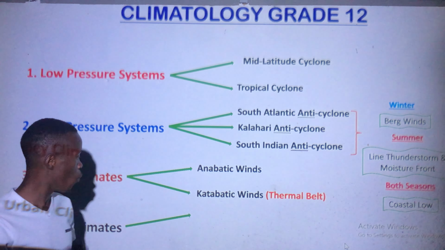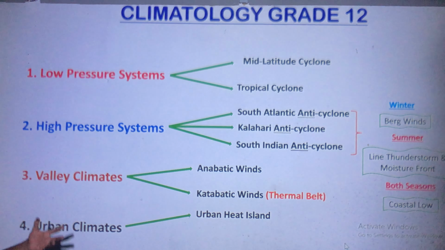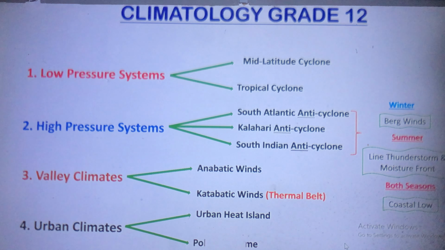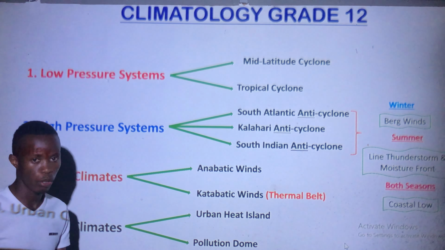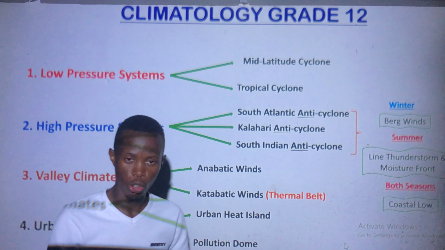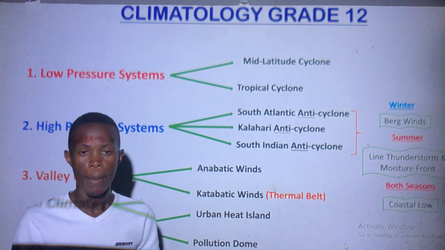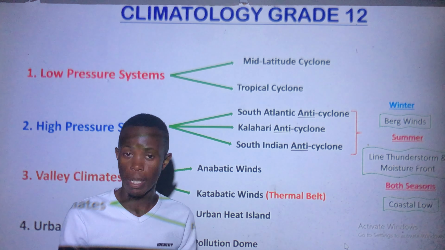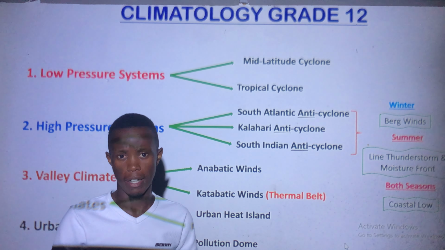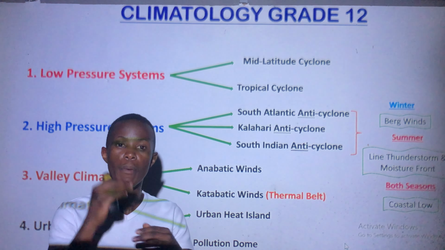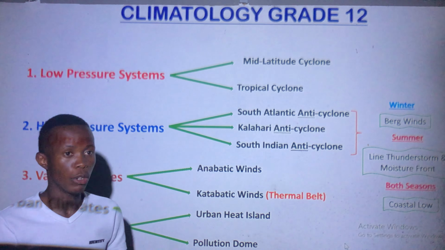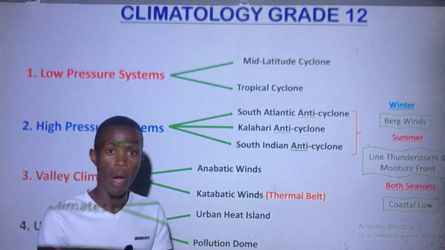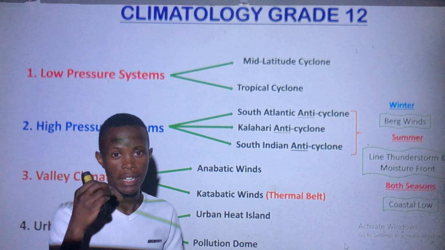And then lastly, we'll look at the urban climate. Urban climate is divided into two: the urban heat island, and then something called a pollution dome. All these topics, guys, you must know them, because you never know what the examiner might ask you during your final examination or any test that you might write. You must be able to differentiate between all these topics, and also know how and when they affect South Africa.